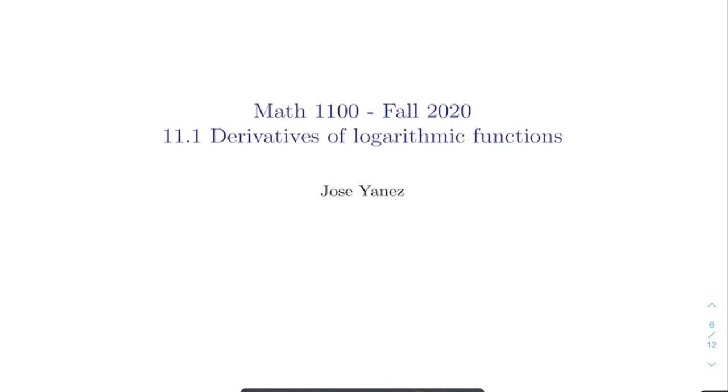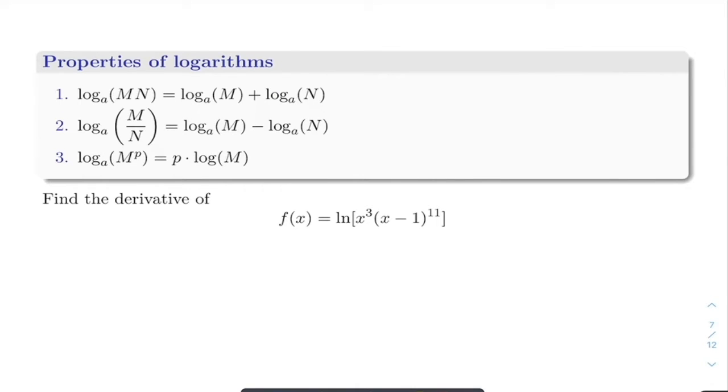Let's study now some properties of the logarithmic functions and see how we can apply this to compute derivatives easier. So the first three properties that we will see is that the logarithm of a product is the sum of the logarithms. So the logarithm transforms a product into a sum.